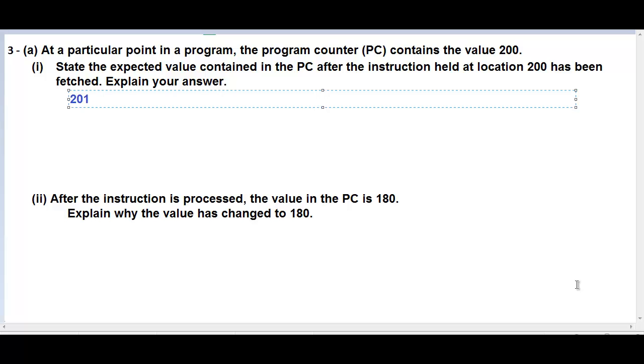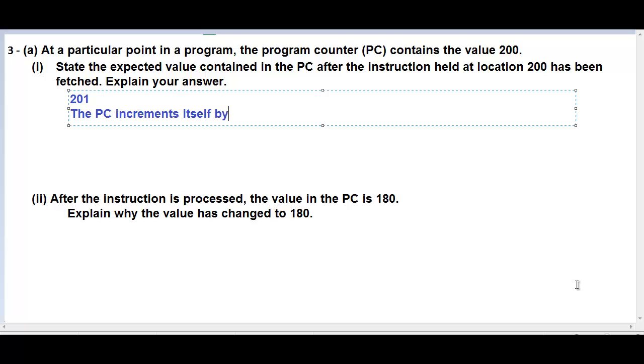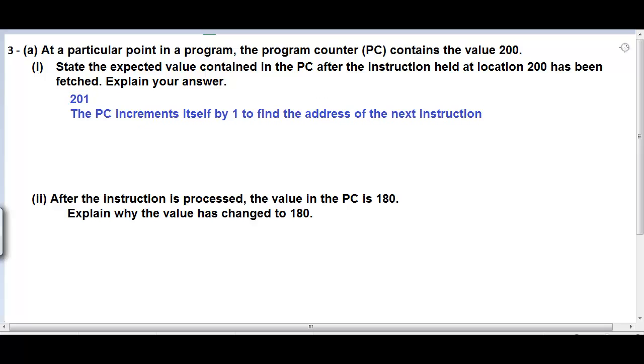So you just fetched an instruction from location number 200. The next instruction that is going to be fetched is found by the program counter incrementing itself by 1. So this is the explanation. The program counter increments itself by 1 to find the address of the next instruction. So that is why the value changed from 200 to 201.